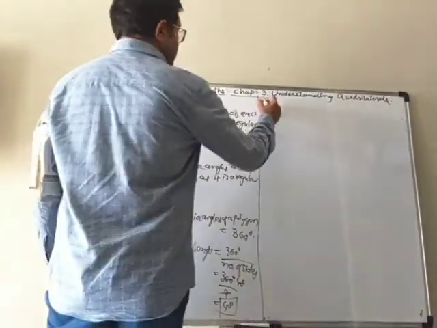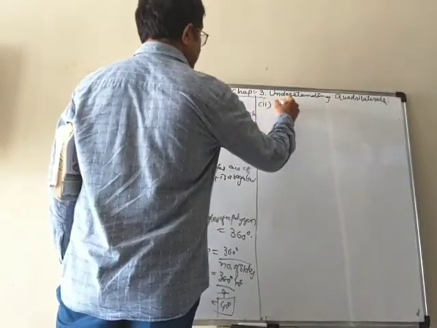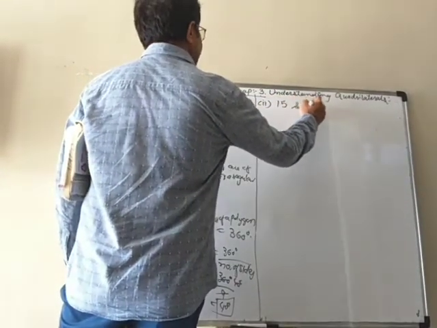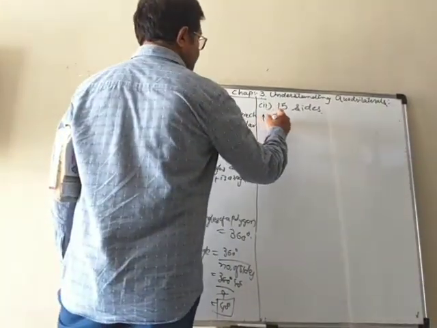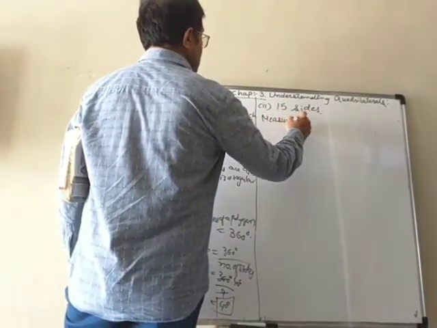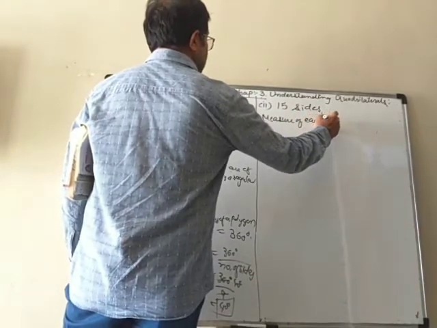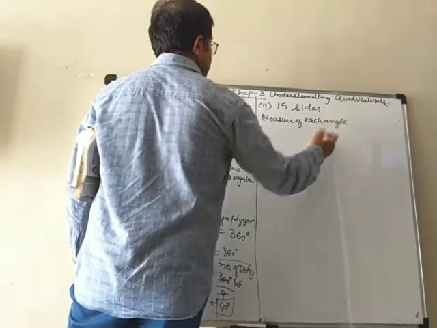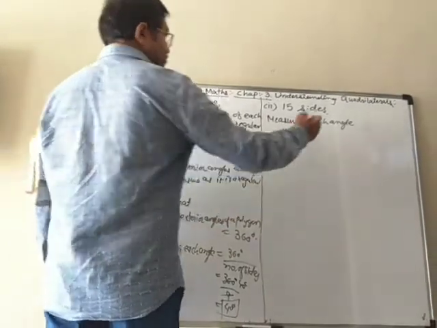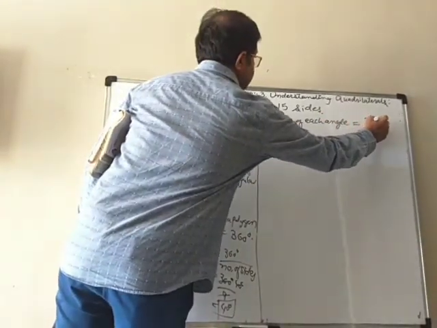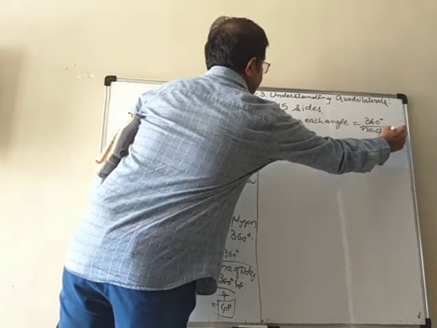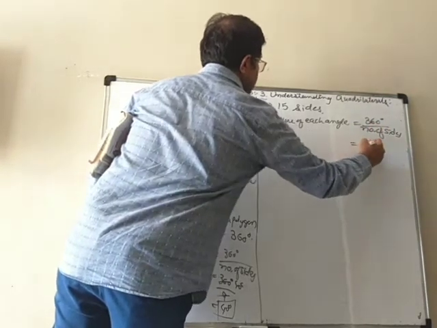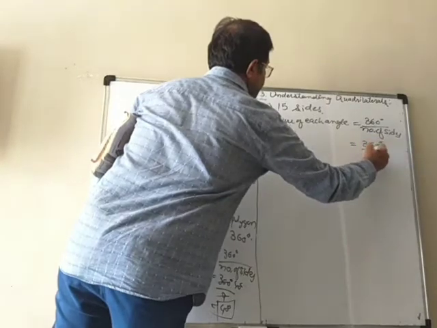Now we will take the second. How many sides are there? 15 sides. So here also we will say that the measure of each angle is equal to 360 degree upon the number of sides, is equal to 360 degree upon 15.